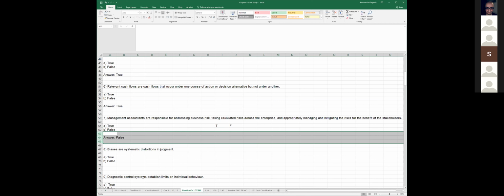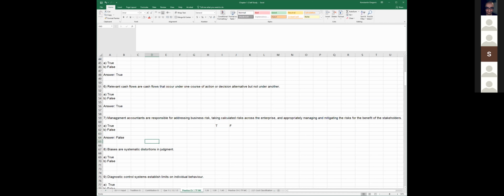No, false. Management accountants are responsible for addressing business risk, taking calculated risk across the enterprise, and appropriately managing and mitigating the risks. Oh, no, that's false. Yeah, that's right. So why is it false? Management accountants don't address business risk, they calculate a risk across the enterprise.